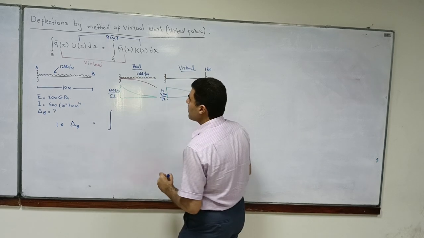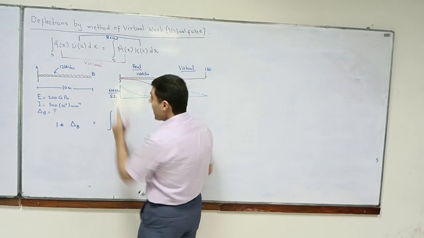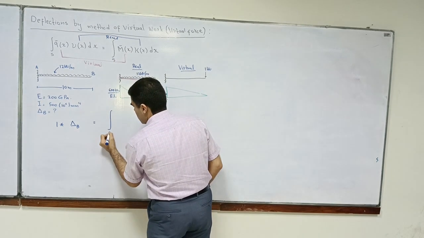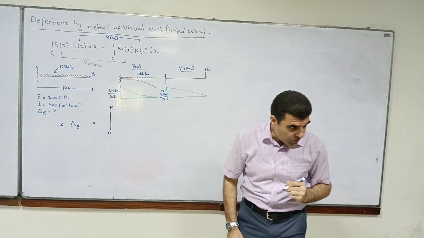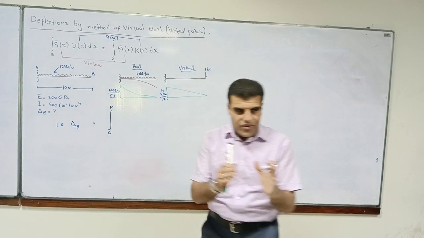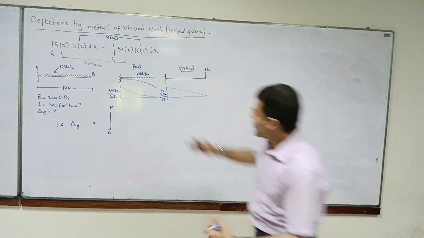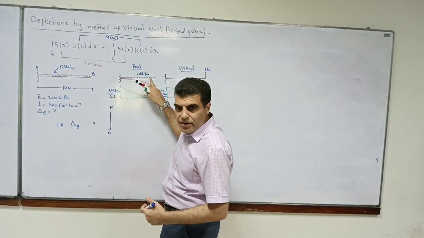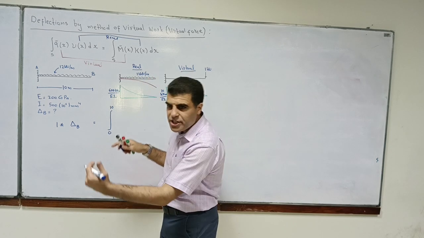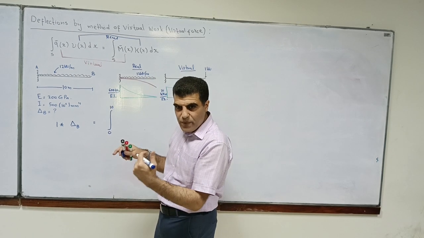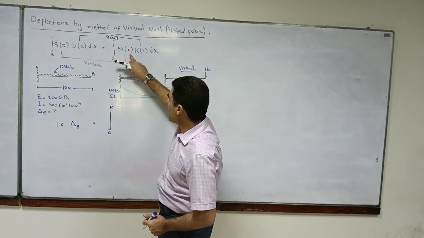So now this is 10 meters. So this tells me that x goes from 0 to 10. Agreed? Yes. Now the thing is, we have to take x. Why? Because this is a varying load, a distributed load, and for a distributed load we have to multiply that with m of x multiplied by k of x.